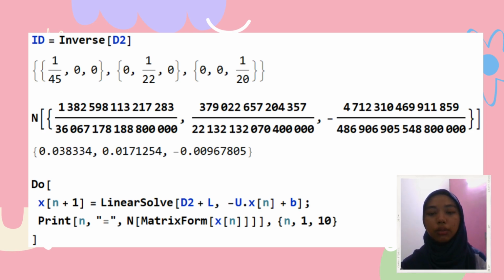And then we do some coding by using the formula, which is x n plus 1 equal to LinearSolve of D2 for the diagonal plus L lower triangularized, and negative U for upper triangularized, multiplied with x n, which is for the iteration, plus b. So we need to find the iteration until the answer we get is converged.